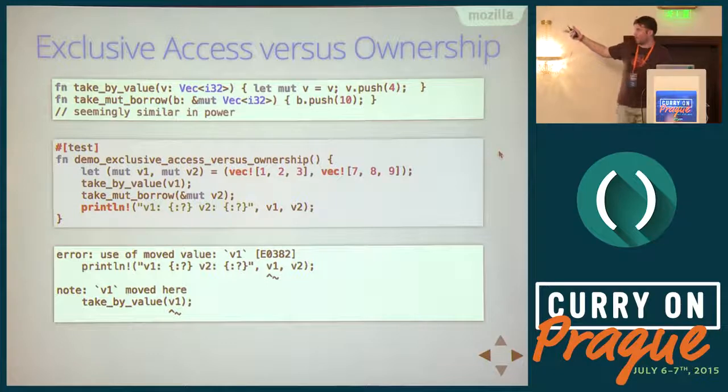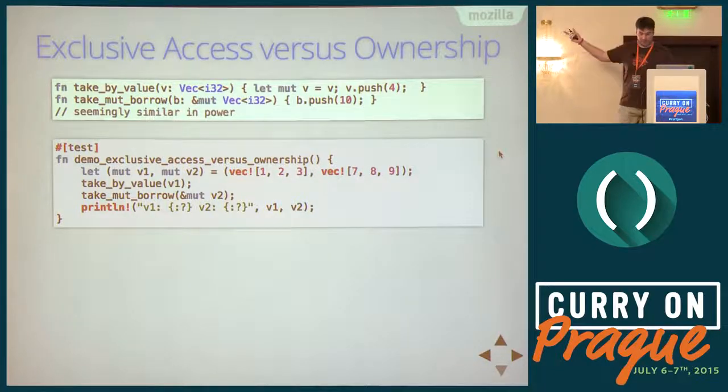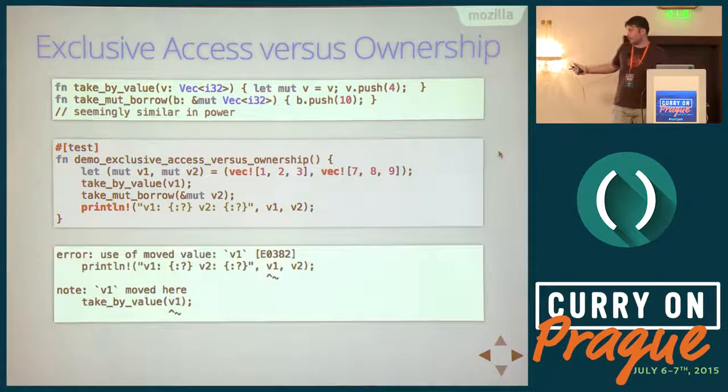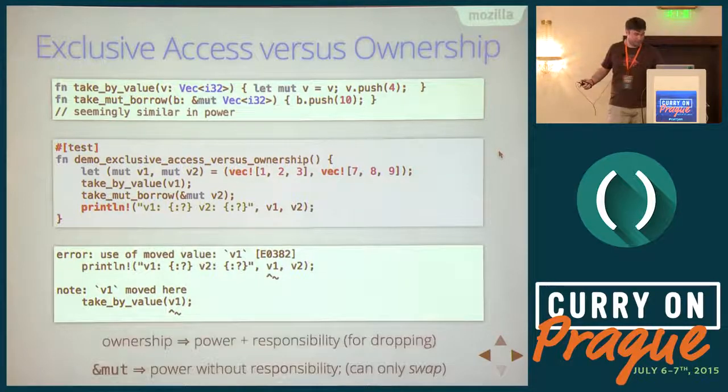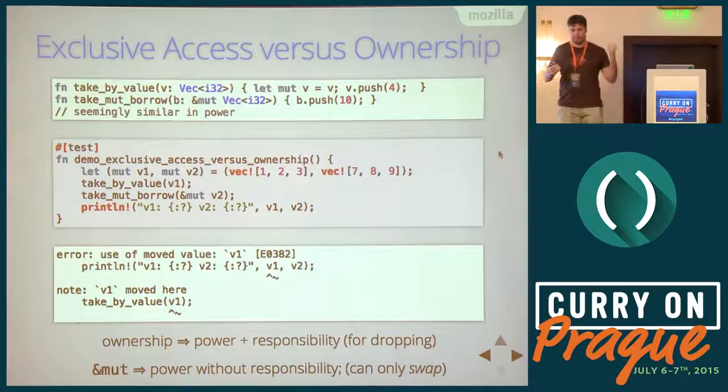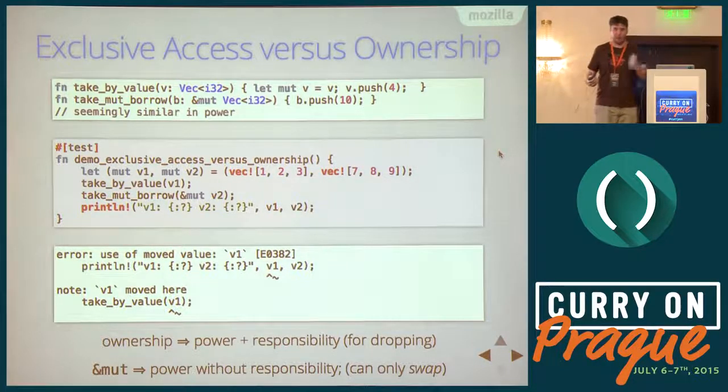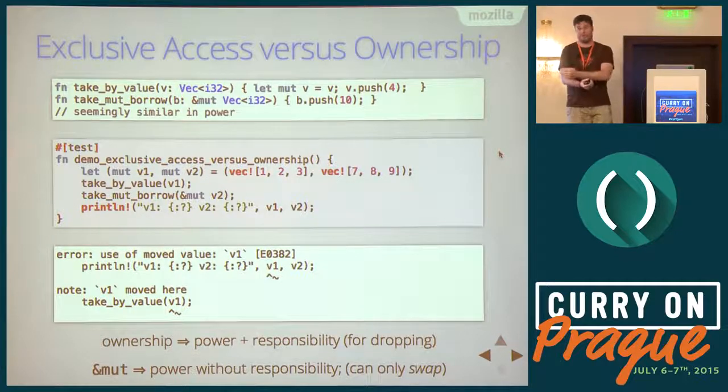Again, I want to point out that this exclusive access versus ownership thing, they seem quite similar, and they are pretty similar, but in my opinion, the interesting thing is that ownership is the power to mutate plus the responsibility to actually clean up the resource, while ampersand mute is all the power to mutate, but none of the responsibility. It's worse than none of the responsibility. You can't drop it. You can't clean it up. The best you can do is make another one and swap it in, which is legal.